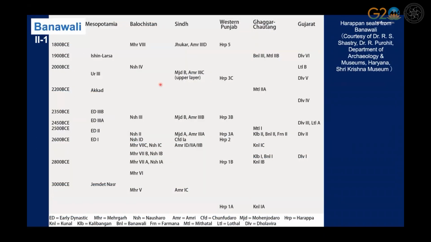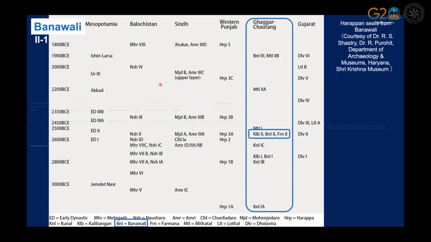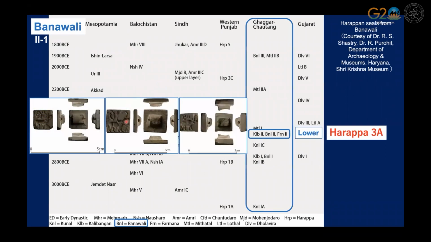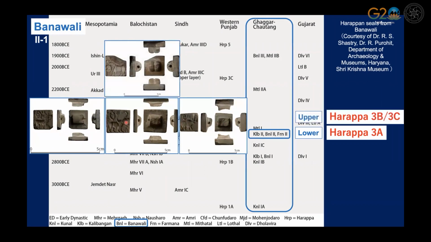According to the seal sequence from Harappa and Farmana, typologically, the sequence of Banawari seals can be proposed as follows. The seals having a right-facing animal from Banawari correspond to Farmana period 2 lower layer and Harappa period 3A. Next, the seals having a left-facing animal from Banawari correspond to Farmana period 2 upper layer and Harappa period 3B and 3C.